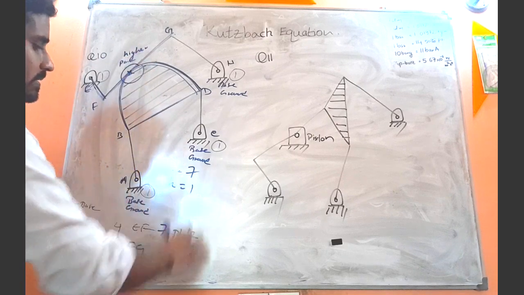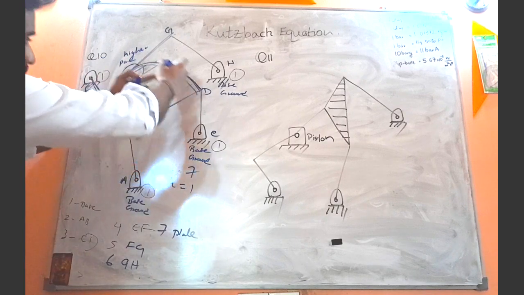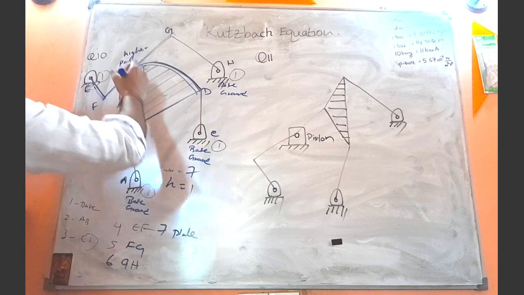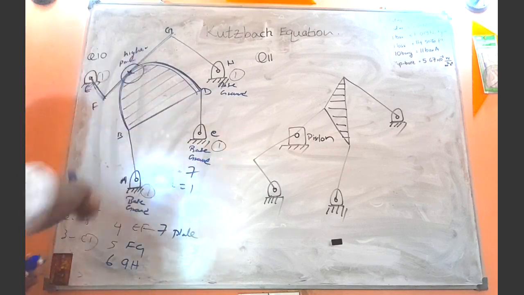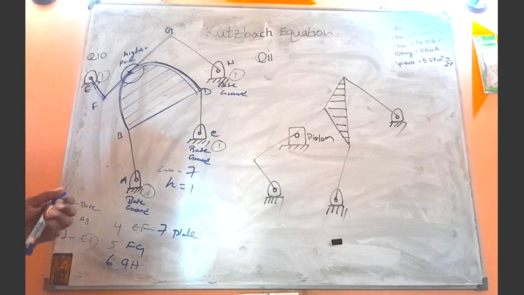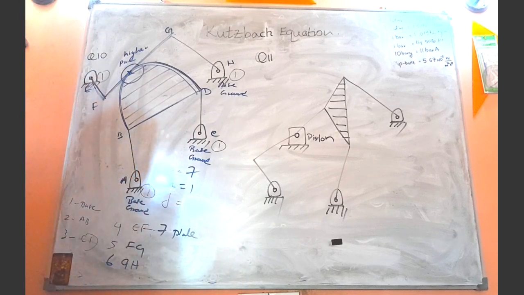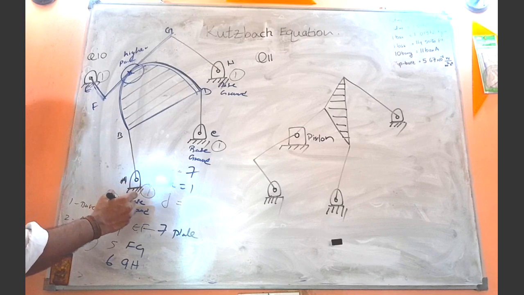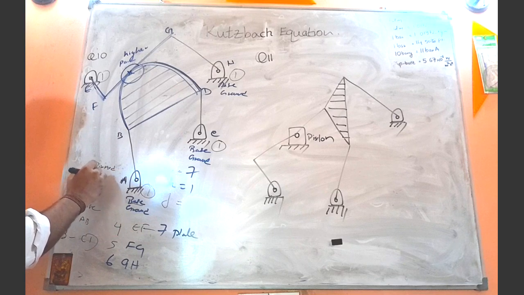So H is 1, because this single plate meets this link FG at a point of contact or a line of contact. So there we have a higher pair. And next thing, how many joints do we have? This link AB is connected to the base with the help of a pinned joint, right?